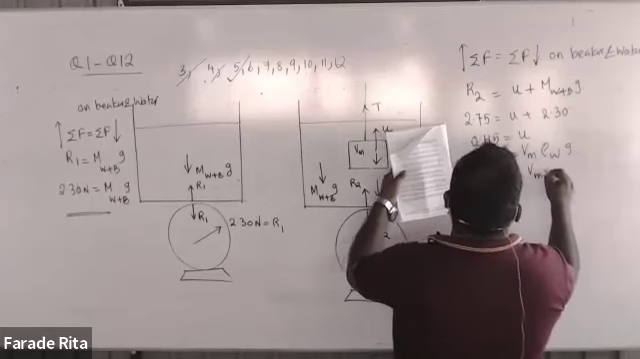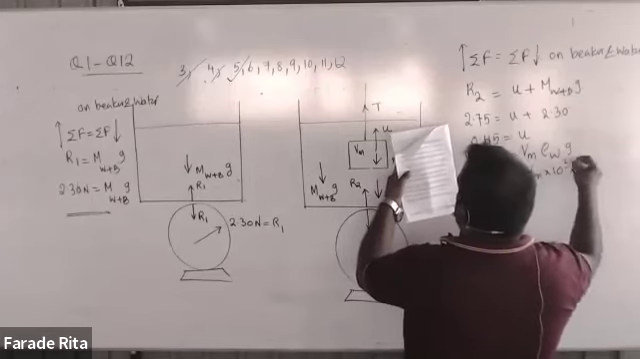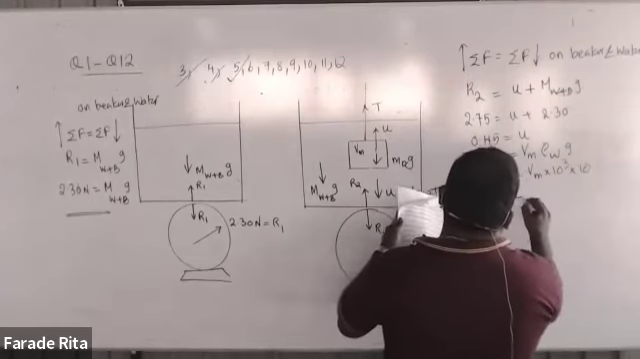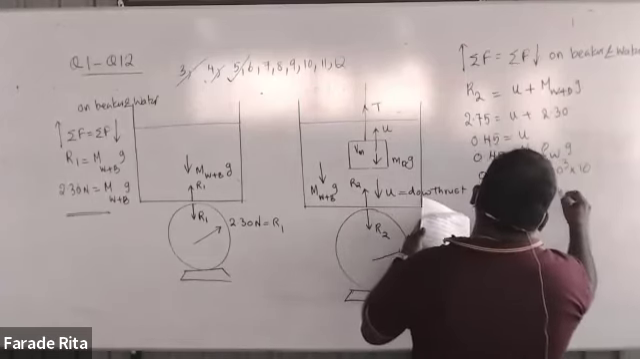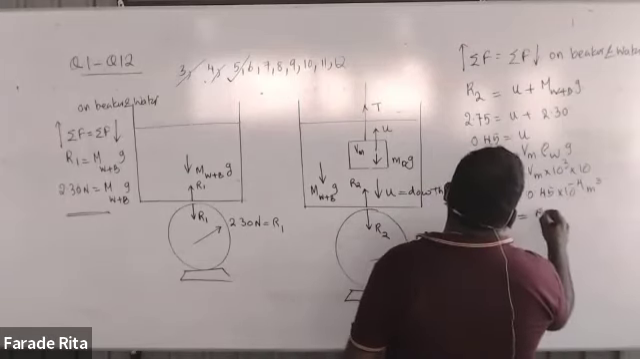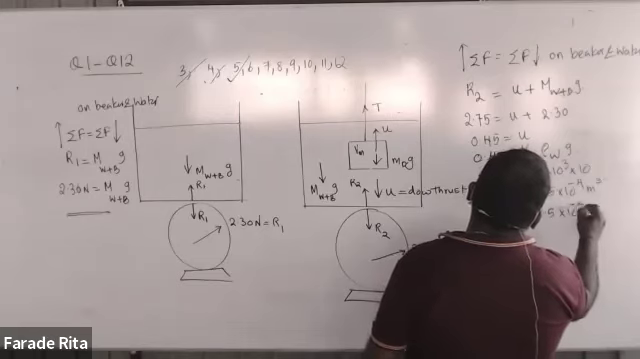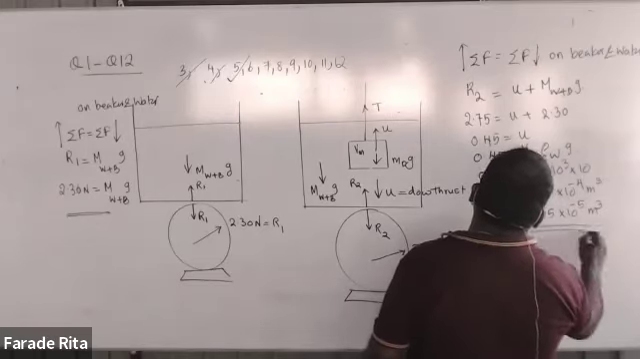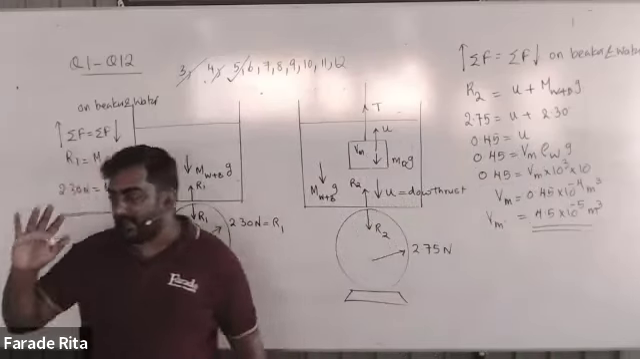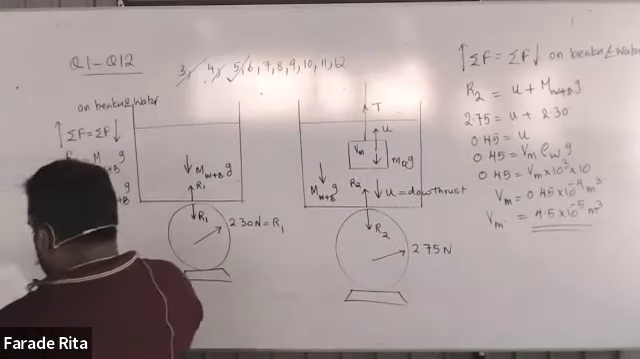Volume of the metal is the submerged volume: upthrust divided by density of water into g. That is 0.45 over density of water, 1000, into g. Volume is 0.45 times 10 to the power minus 4 cubic meters. Simplified, 4.5 times 10 to the power minus 5 cubic meters. There you go, volume of the metal. How many of you have got this? Right. Okay, next one.